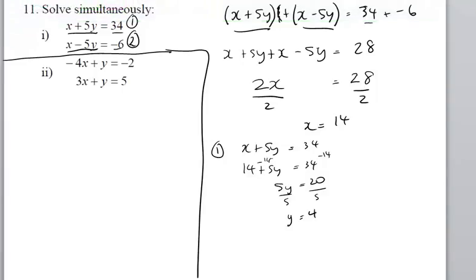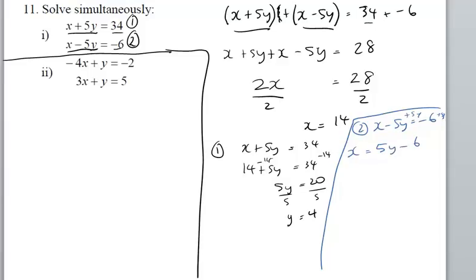The other method that we can use is to rearrange one of our equations, and 2 would be simpler to rearrange. So here we've got for equation 2, x minus 5y is equal to negative 6. So we add 5y and add 5y. We end up with x is equal to 5y minus 6. Then we substitute this into our equation 1, which is x plus 5y equals 34. So instead of our x, with this part we write this part here.